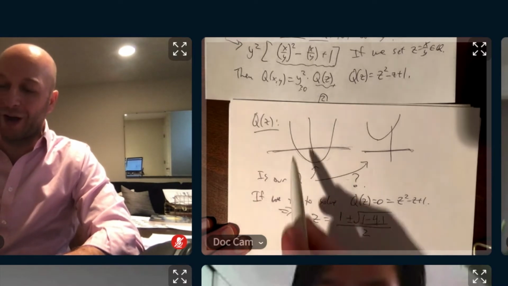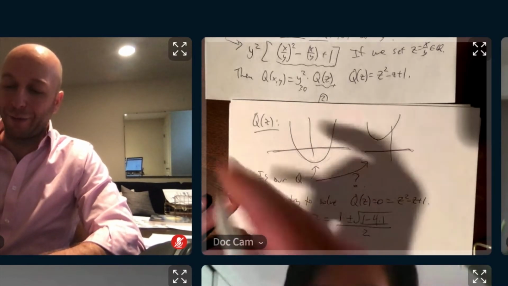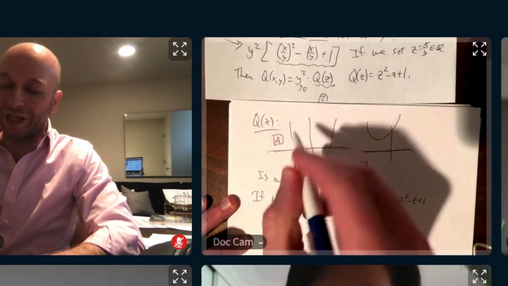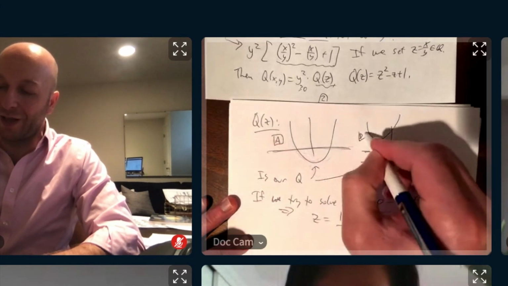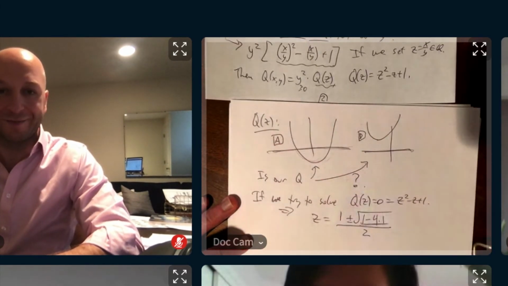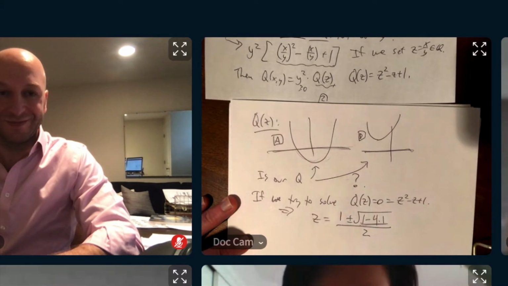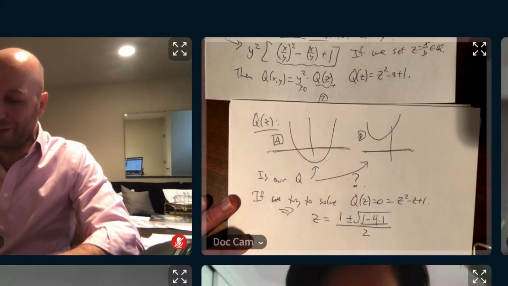So can I get a letter A if you think that our form takes positive and negative values, or a letter B if you think it only takes positive values? Awesome. Everybody sees it, right?